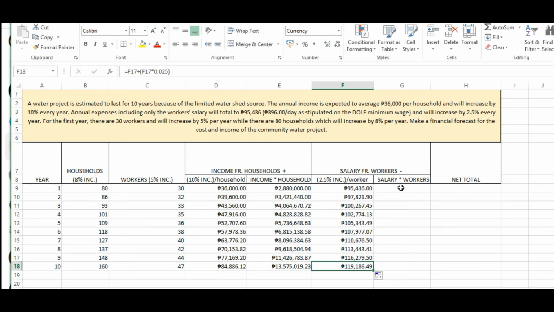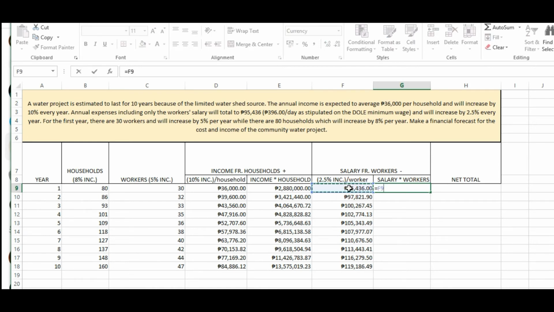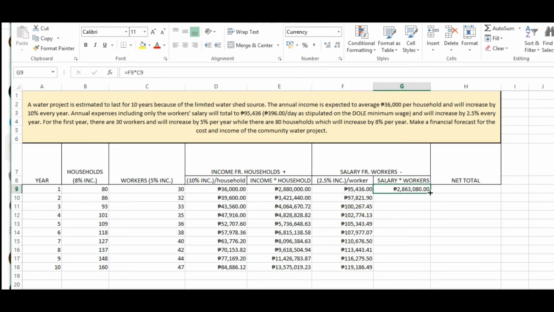119,186.49. So, ang gagawin natin for the next column is we'll multiply this salary from each worker to the number of workers, which increases by 5% every year. So, ayan. So, in the first year, may na salary expense na 2,863,080. So, drag that.